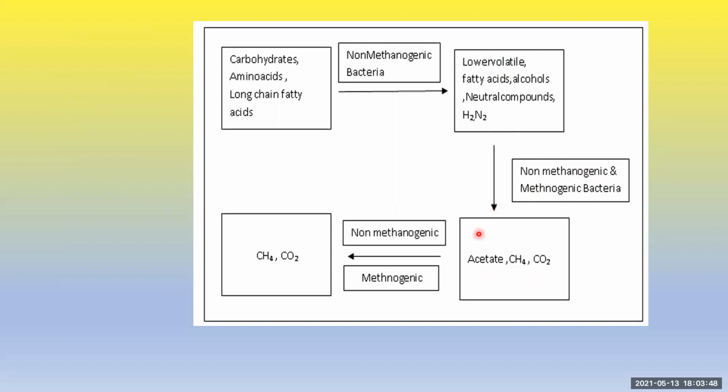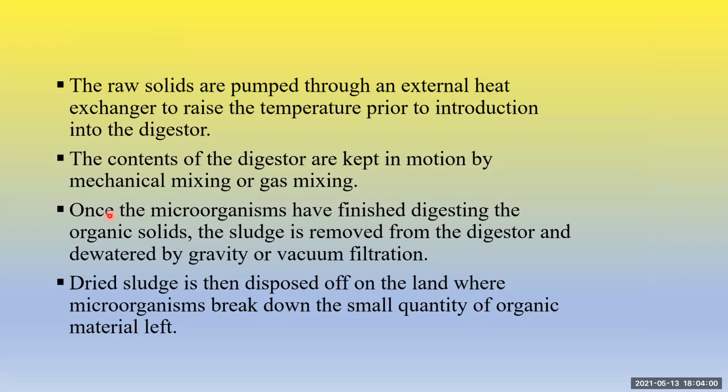Carbon dioxide is also produced. Again, the acetates are directly converted into methane by combining CO2 and hydrogen gas. Methanogenic bacteria produce methane under anaerobic condition. Now, how does the whole process take place?